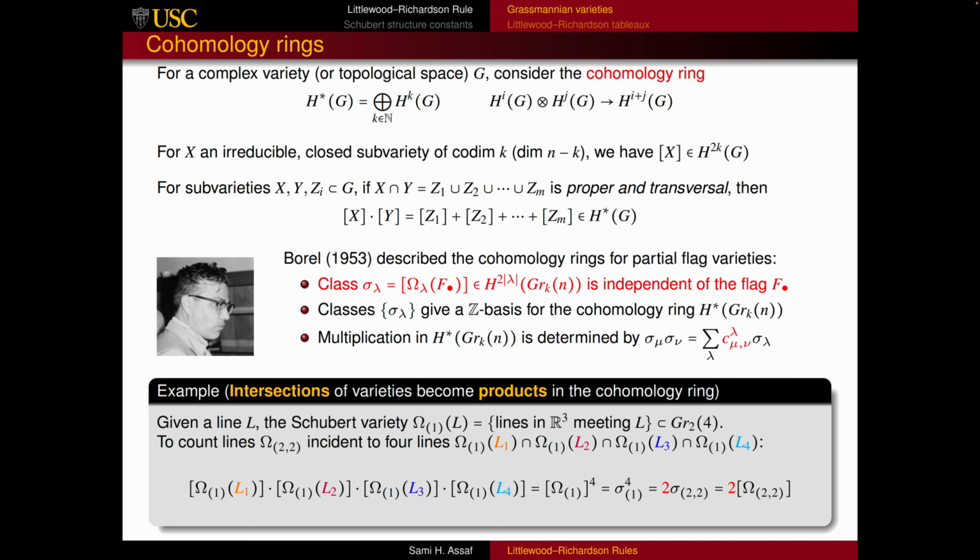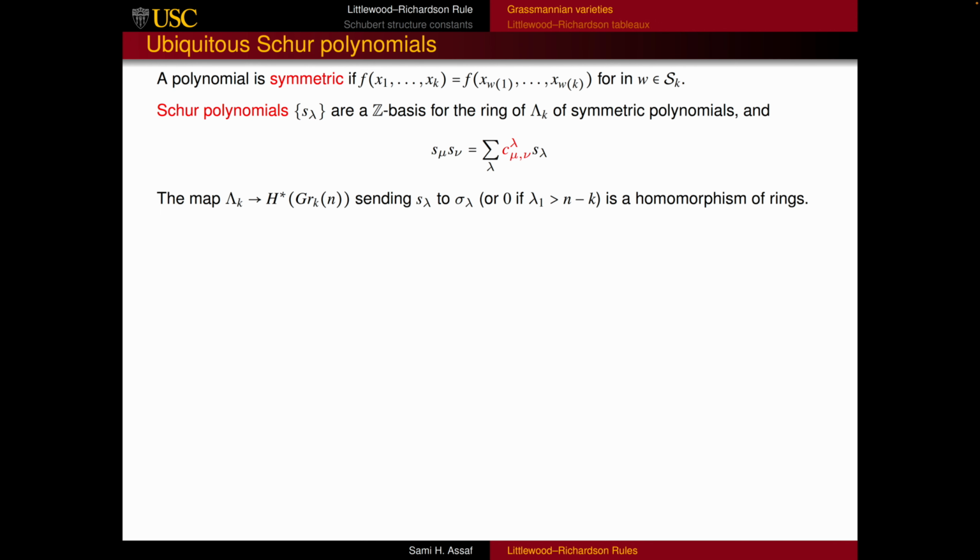Oh, sorry, 2 is the class. Well, for this, we're going to use the ubiquitous Schur polynomials. So we've discussed symmetric polynomials. We've discussed the fact that the Schur polynomials are a basis for the ring of symmetric polynomials. And we've observed that if you multiply Schur polynomials together, you get some structure constants. That's what we'll call the Littlewood Richardson numbers.